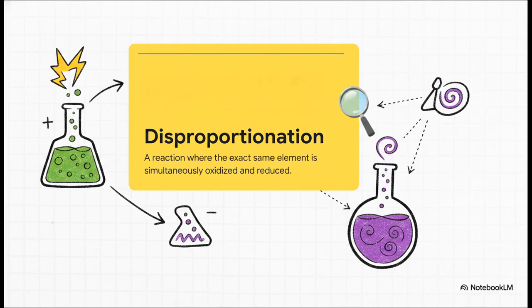Let me point out the fascinating chemical magic happening here. It's a unique reaction where the exact same element acts against itself. The manganese in that green intermediate simultaneously oxidizes to a +7 state and reduces to a +4 state in the exact same reaction mixture to yield our final purple product.